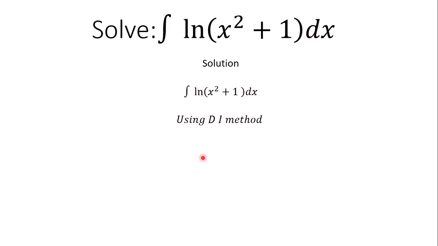That is the differentiation integration approach. Now here, the coefficient of this one is 1. So we are going to integrate that one, and then we differentiate natural log into bracket x squared plus 1. Okay, so let's draw our format and let's put them in.